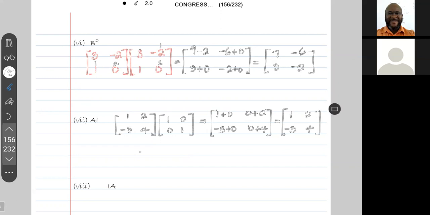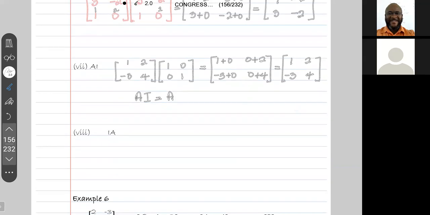All right, and if you're observant, you'll see that this is what you started out with in the first place. So when I multiply A by I, I get back A. So we could write it as a statement that A times I is equal to A. Multiplying by the I matrix is the equivalent of multiplying by 1. When you multiply a number by 1, the number is not changed. When you multiply a matrix by the I matrix, the matrix is not changed. So A times I is still A.